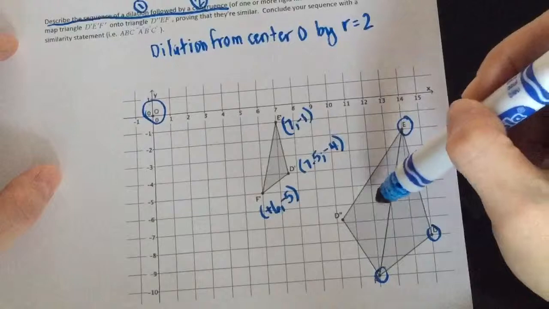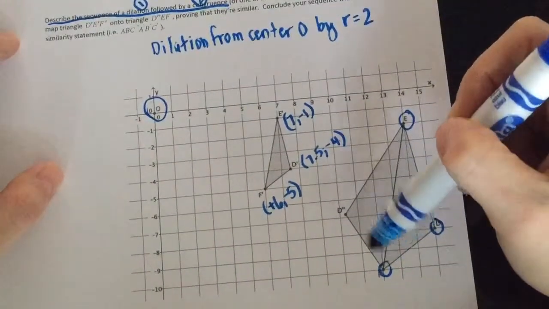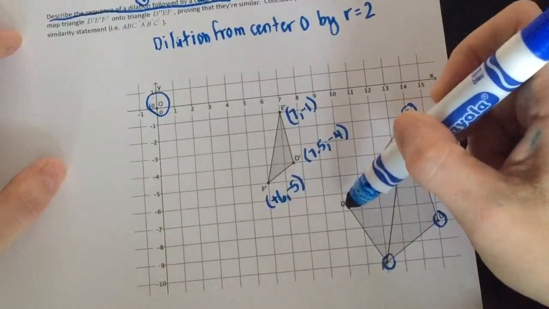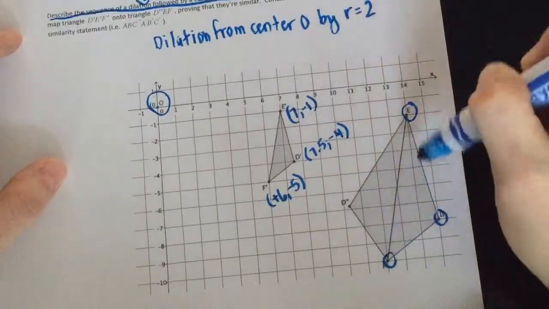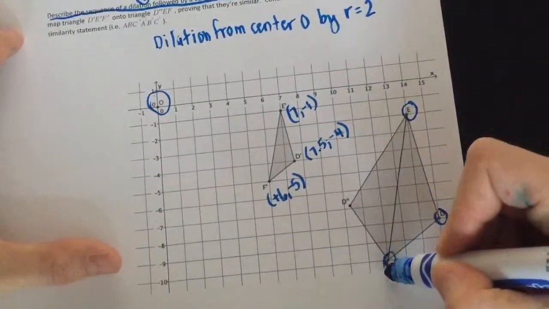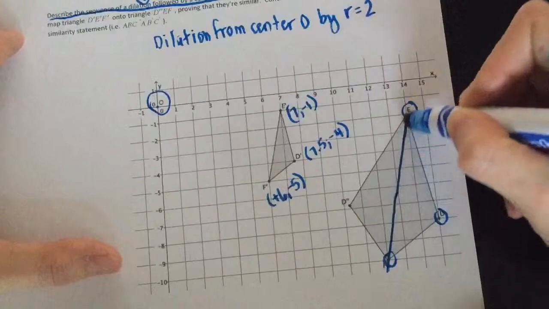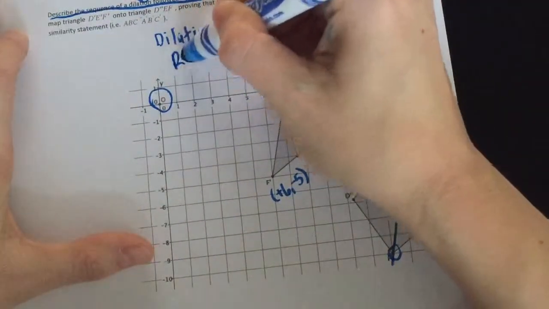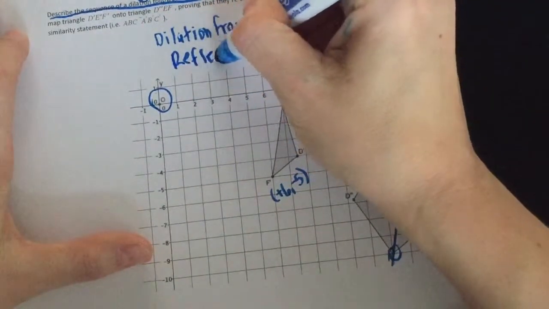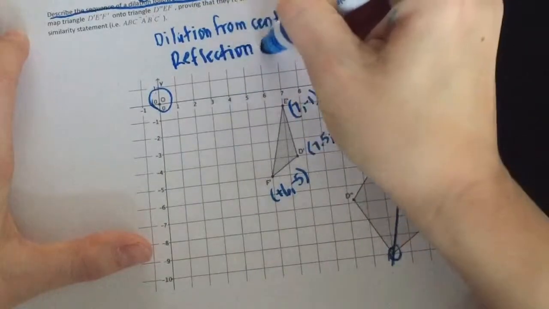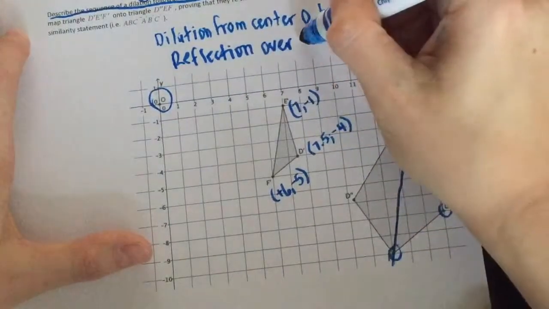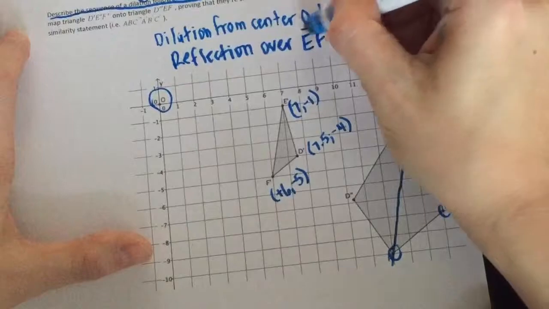The idea is to map onto D double prime EF. So from here, we would just reflect over this line. So a reflection over line EF.